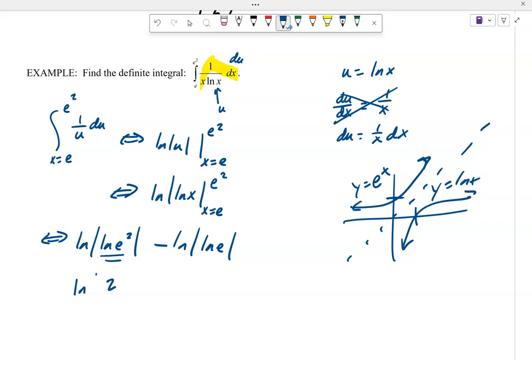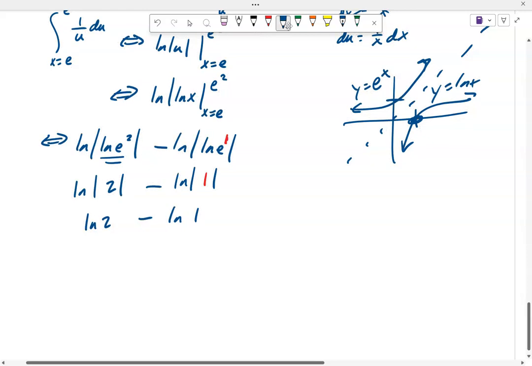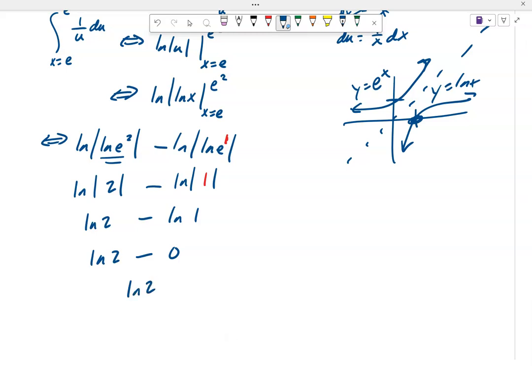I still have this ln on the outside. So I'm applying the natural log to the absolute value of 2. Of course, the absolute value of 2 is just 2. So I just have the ln of 2 for this. And then over here, ln of e to the 1 is 1. So we have the natural log of the absolute value of 1, which is 1. And the natural log of 1 is 0, which is that point right there on the graph. So ln of 2, which is some positive value, minus the natural log of 1, which is 0. So we just end up with the natural log of 2.